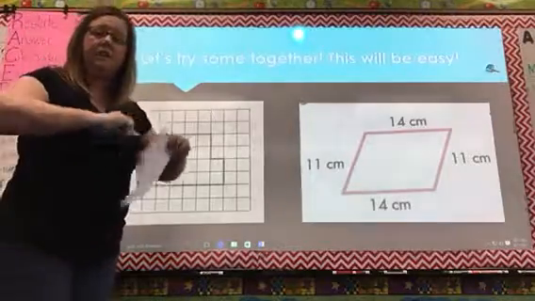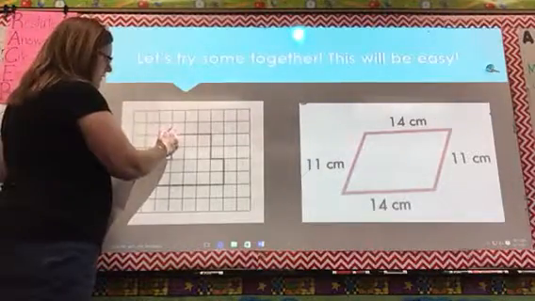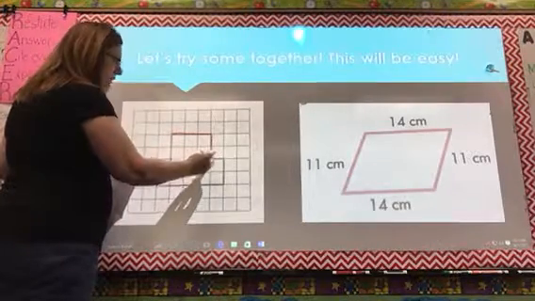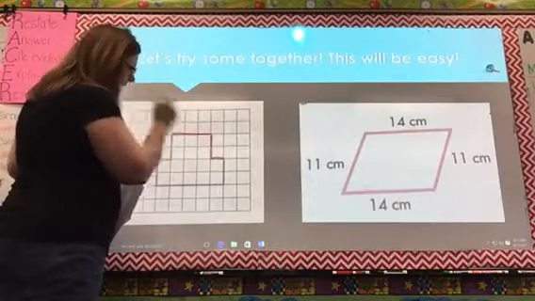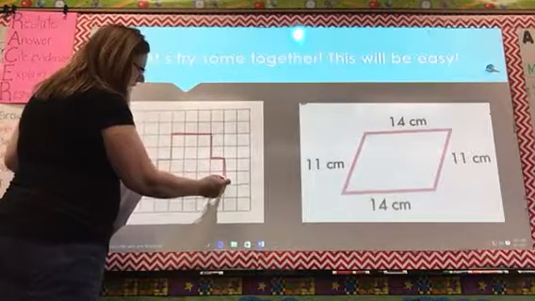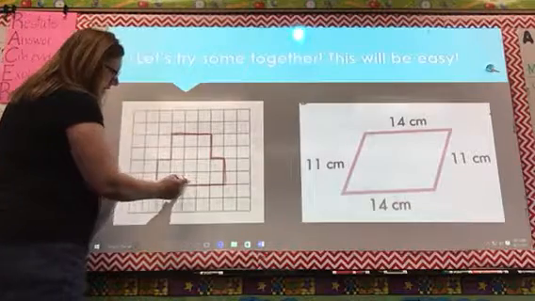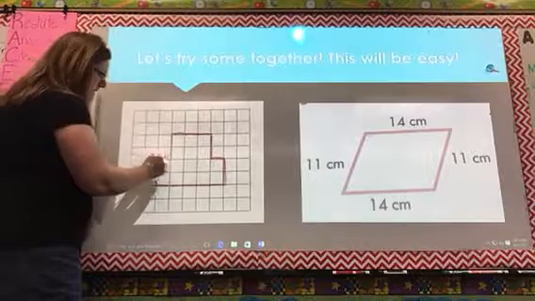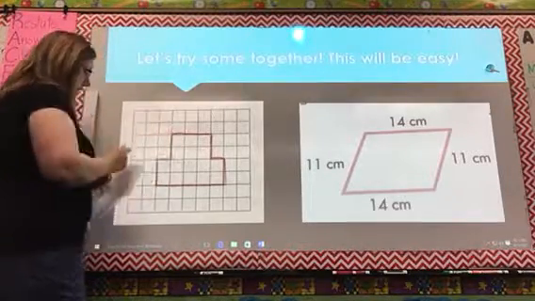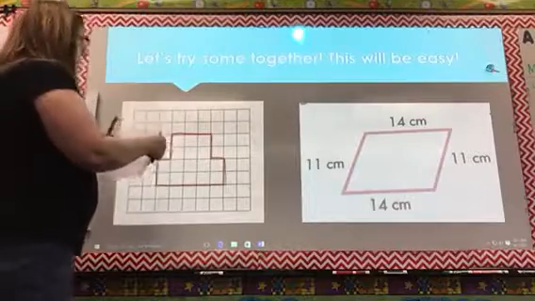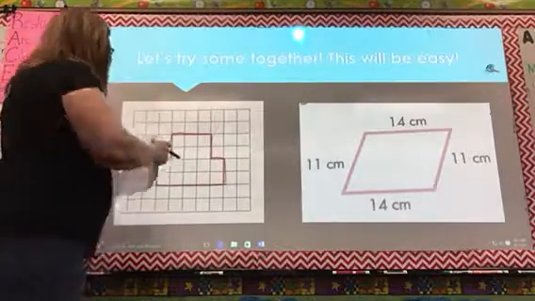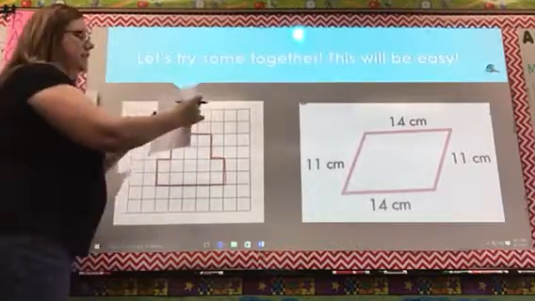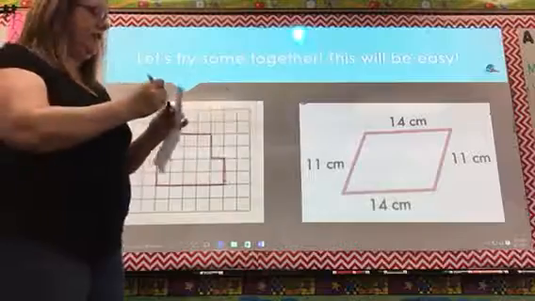All right, let's check your answer. So you should have counted like this. 1, 2, 3, 4, 5, 6, can't forget that one. 7, 8, 9, 10, 11, 12, 13, 14, 15, 16, 17, 18. So for number 1, we want to write that the perimeter equals 18. If you didn't get that, go ahead and change it.